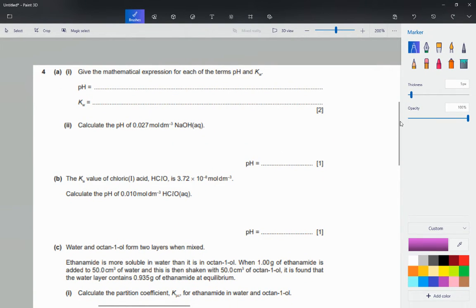Okay, so the question starts off with some of the work that Friedrich Ostwald developed in his lifetime, around about the beginning of the 20th century. Give the mathematical expression for each of the terms pH and Kw.